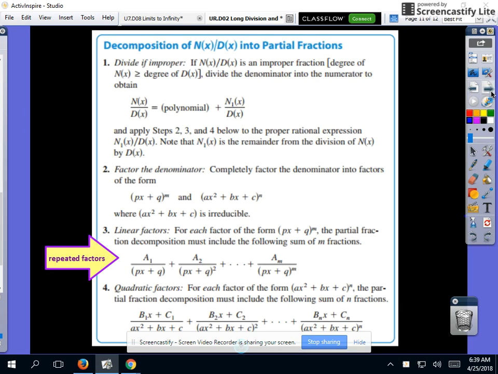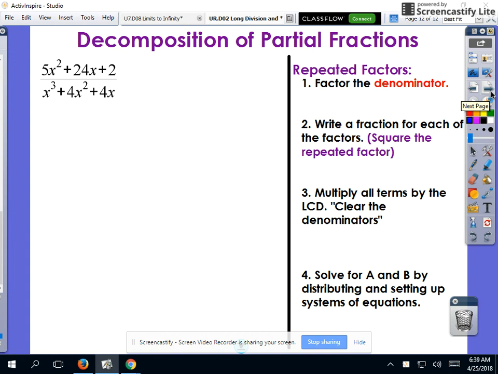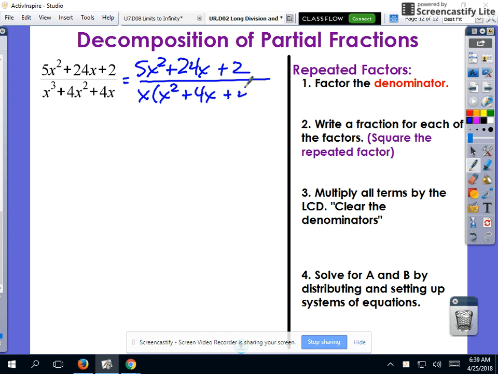All right, so let's go ahead and look at something like this. For decomposition of fractions with something that has a square of a repeated factor, we're going to have a special case. This works out pretty much the same: 5x squared plus 24x plus 2. We're still going to factor the denominator, which actually has a GCF, and then x squared plus 4x plus 4.